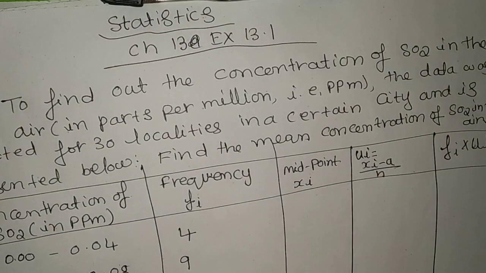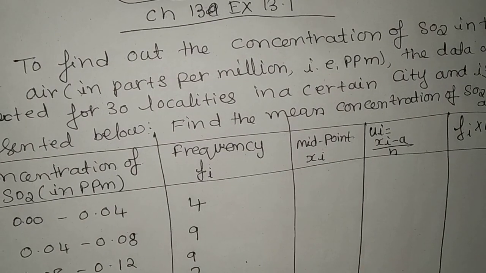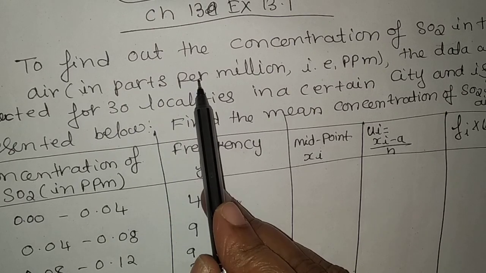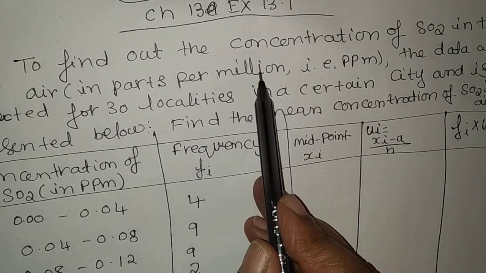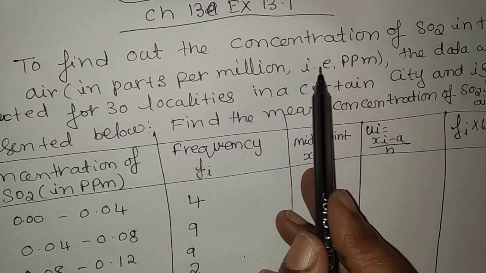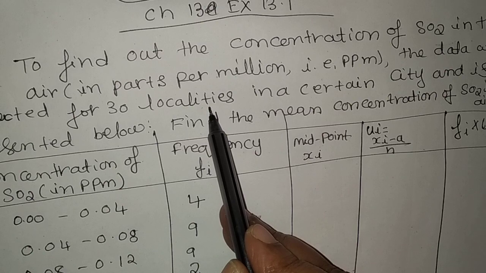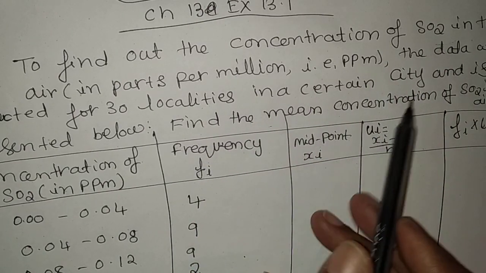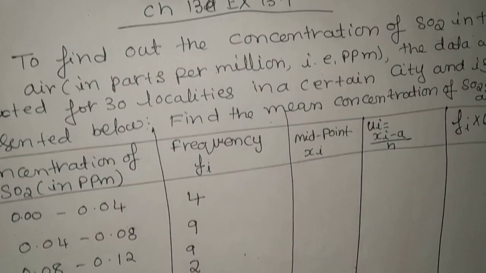7th problem is: find out the concentration of SO2 in the air. In the bracket they are given in parts per million, that is ppm. The data was collected for 30 localities in a certain city and it is presented below. Find the mean concentration of SO2 in the air.